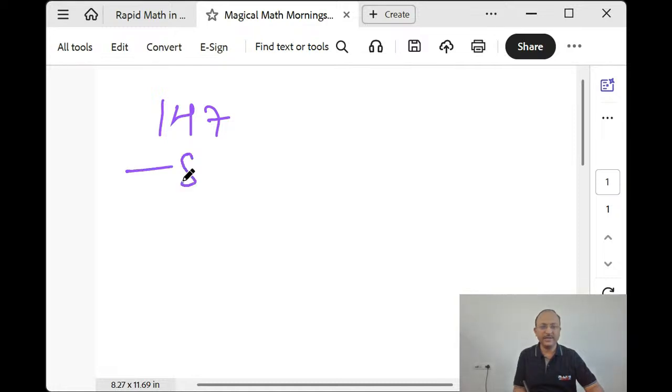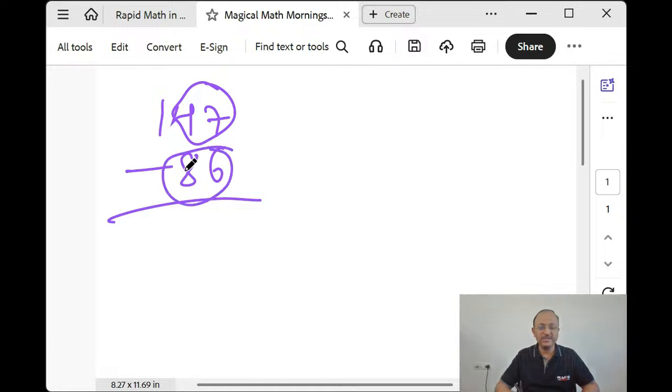147 minus 86. Do this quickly. Put the answer in the chat. 147 minus 86. Yes, it is just 47 plus 14. It is just like adding 47 with how much 86 is deficient from 100. Any number deficient from 100 is very easy, correct? That is 47 plus 14 is 61.